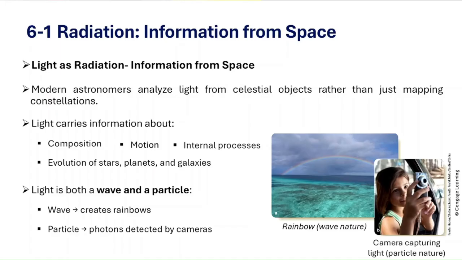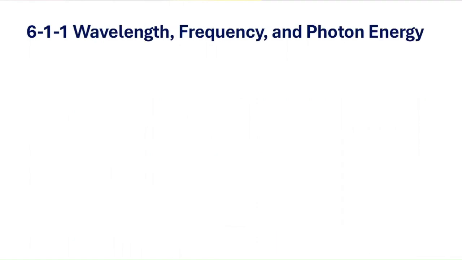Now so far, we know light carries information and behaves in two ways. But how do we measure and quantify light? That's where wavelength, frequency, and energy come in. So let's look at that next. Now let's first explore how light behaves as a wave. Now two properties are crucial: wavelength lambda and frequency nu.